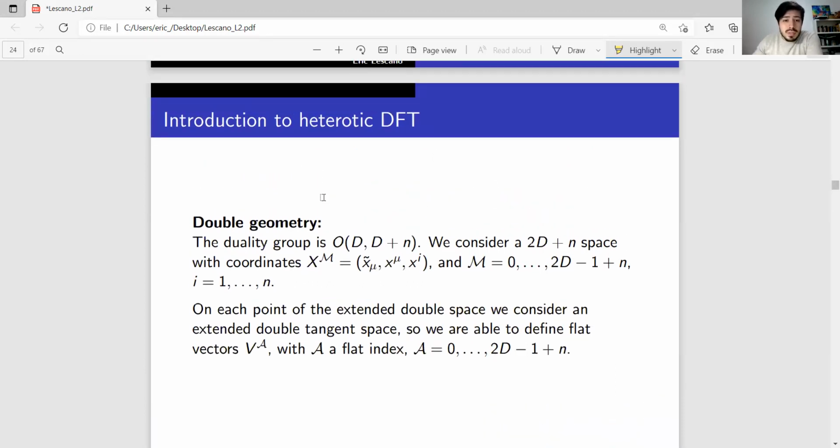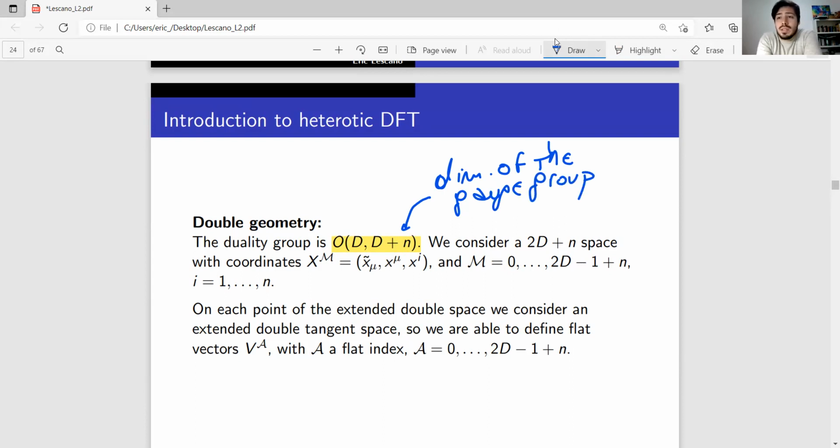The duality group here is not O(D,D), it is O(D,D+n). This n is the dimension of the gauge group. Sorry, this is an H of the gauge group. For example, for the heterotic string, this gauge group is E8 times E8 or SO(32) or Spin(32)/Z2. The dimension in that case is, well, it's not relevant for us.